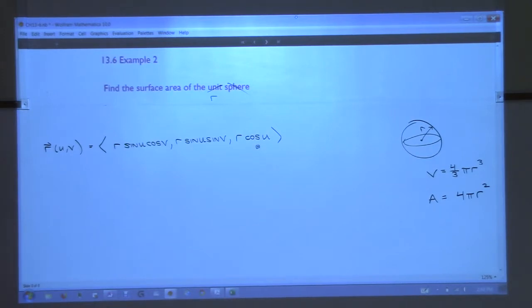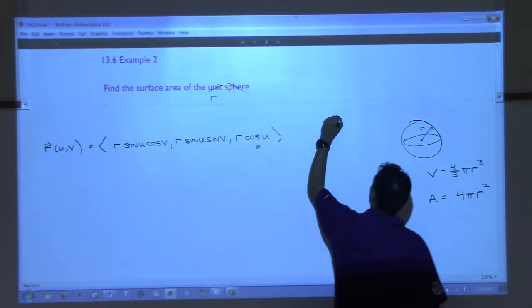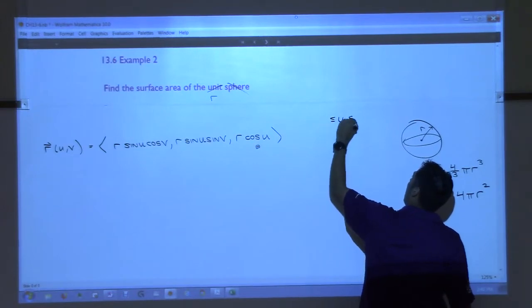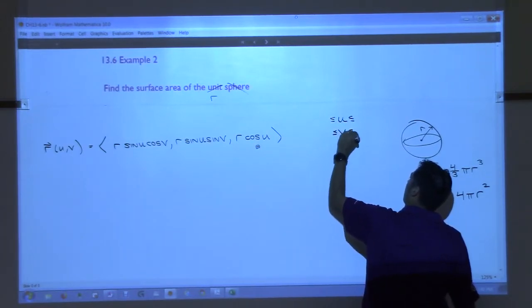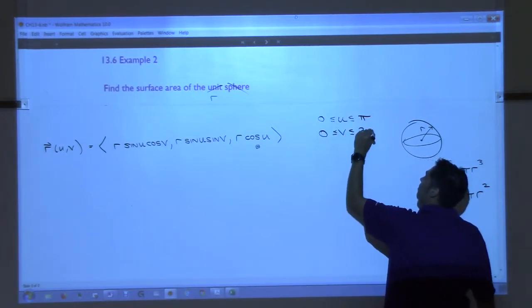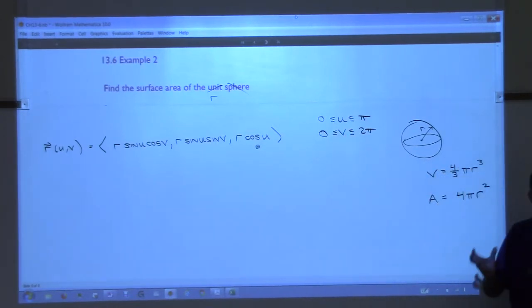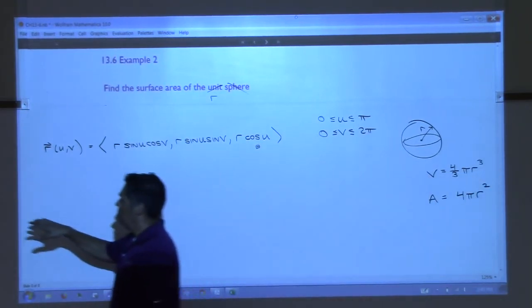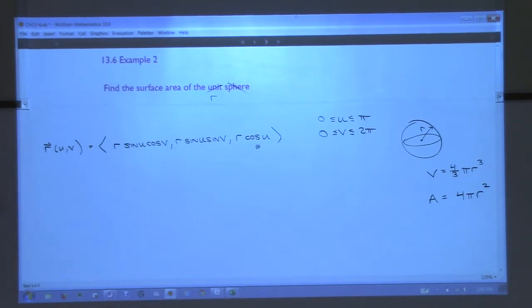Okay? Now from this, we need to calculate this. Do we have our restrictions on u and v? We have them, right? U goes from 0 to pi. V is like the theta, goes from 0 to 2 pi. That should draw us the whole sphere of radius r. We need to calculate now the partials. And once we calculate the partials, we need to cross them. And then we need to take the magnitude.